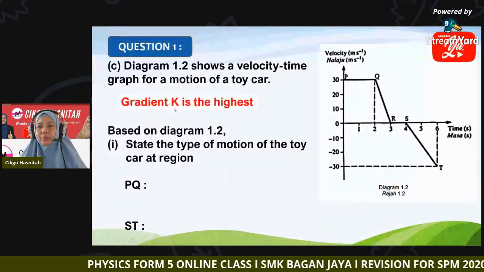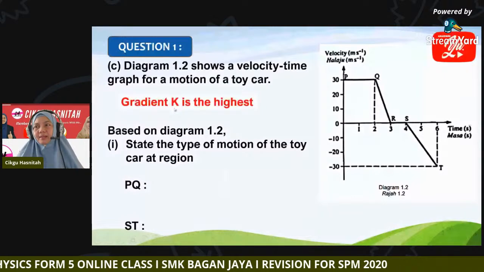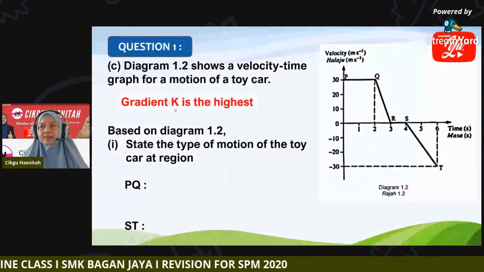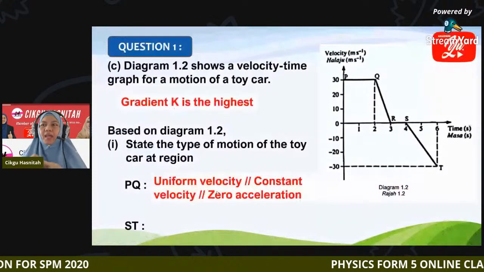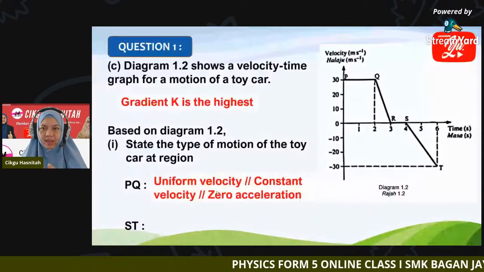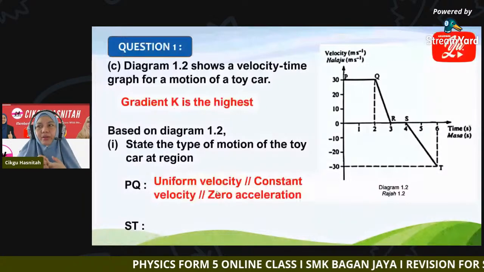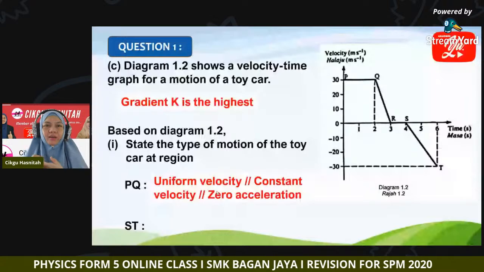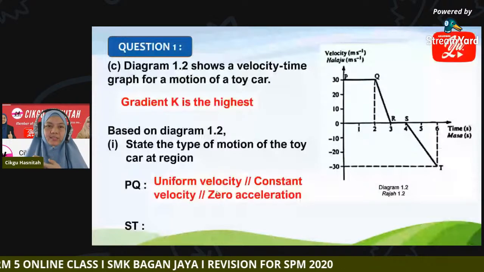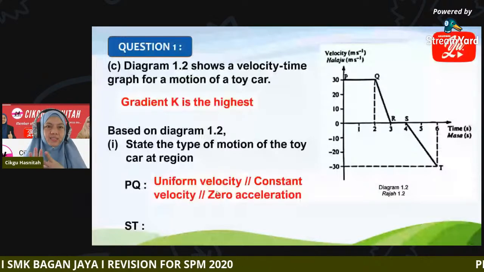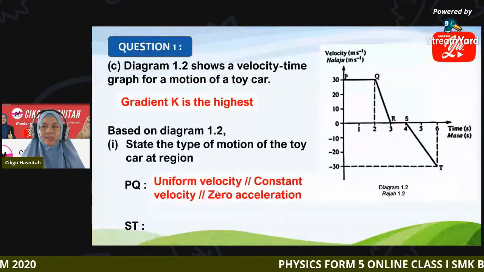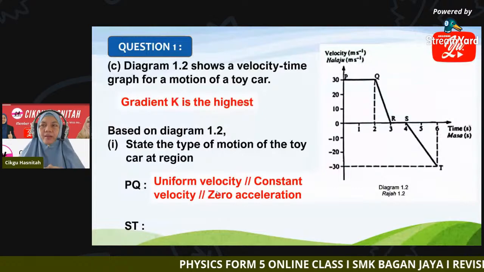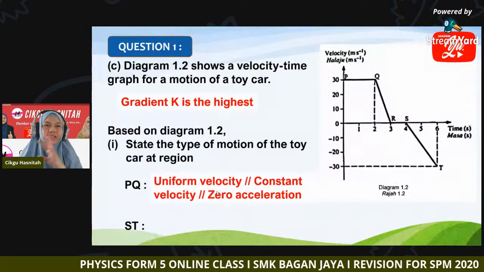So what happened? Okay, so in PQ, the toy car has a uniform velocity, or you can say constant velocity. Very good, Yutong. Or you can mention the acceleration, zero acceleration. So three answers are acceptable here: uniform velocity, constant velocity, zero acceleration. The answer above you can ignore. This is the answer for the previous questions.